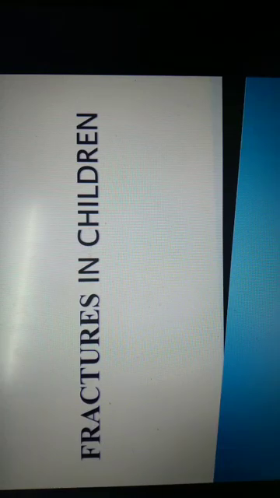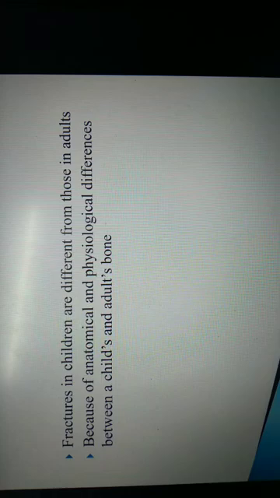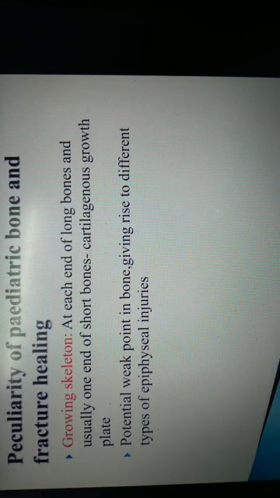Hello, guys. Today, the topic is fractures in children. Fractures in children are different from those in adults because of the anatomical and physiological differences between the child and the adult bone. What are the differences? Peculiarity of the pediatric bone and fracture healing different from adult.